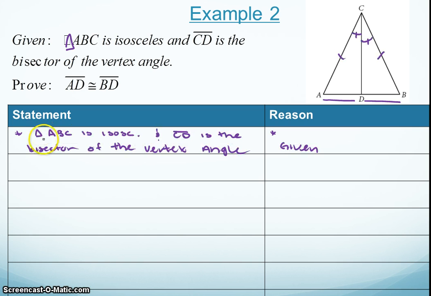Okay, so I've written down my given statements. And since my triangle ABC is isosceles and CD is the bisector of the vertex angle, I know that C is the vertex angle.